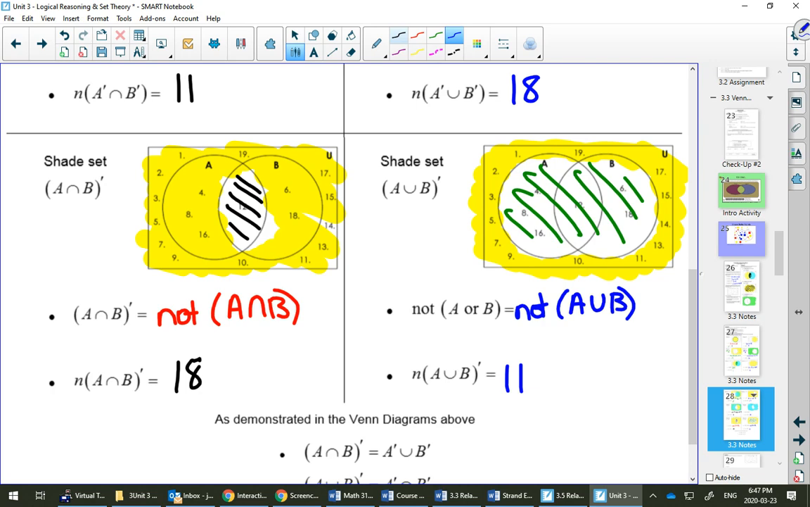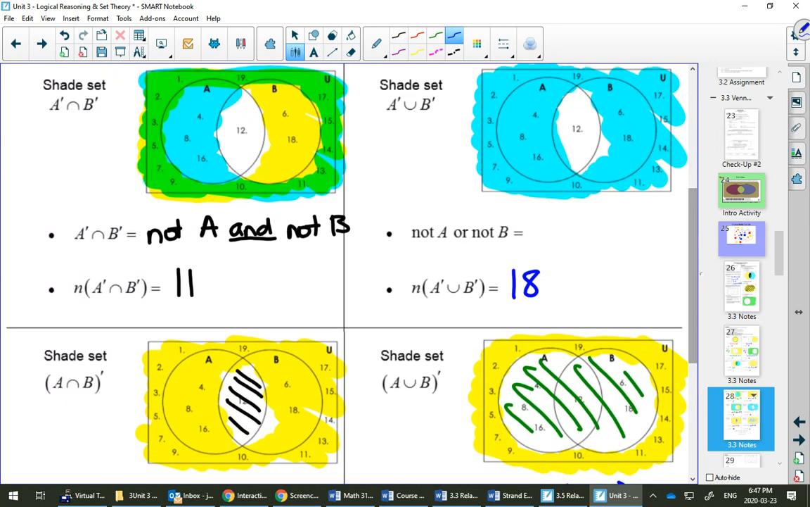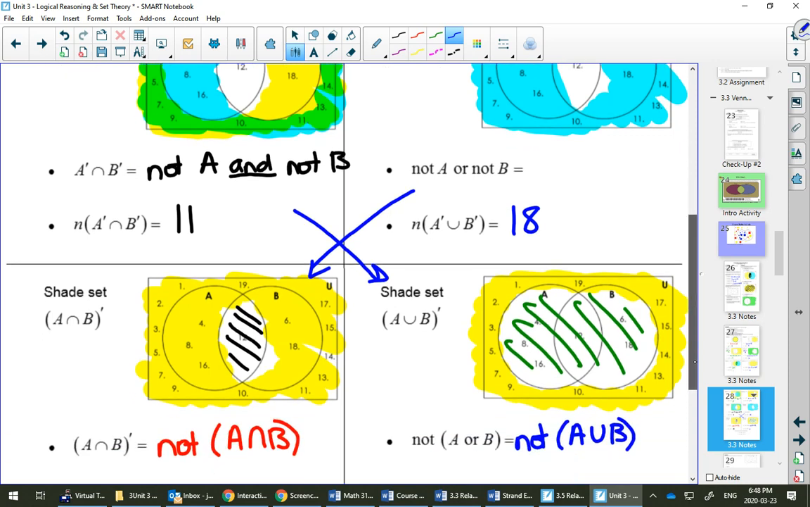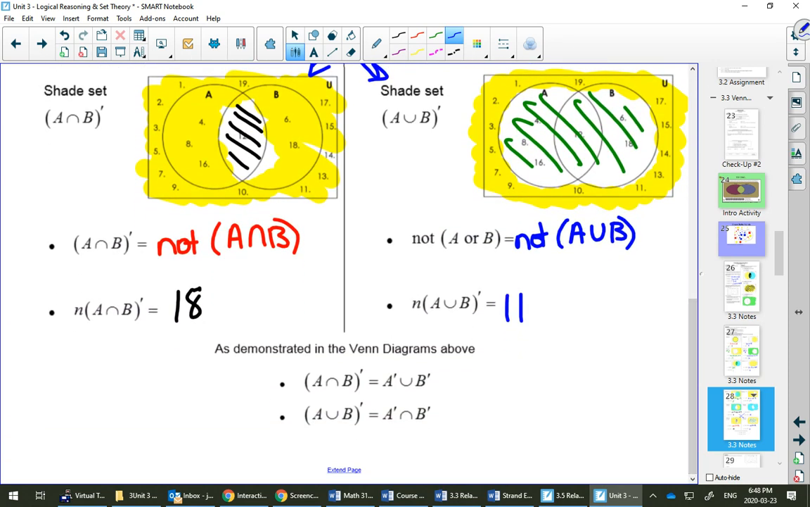Now, if you take a look at these last four examples we just did, not A and not B gives me the exact same thing as the complement of A or B. And the complement of A or the complement of B gives me the same as the complement of A and B. Those examples are written here at the bottom. All of that is just showing you how the Venn diagrams work and how each of these elements would look if they were shaded.